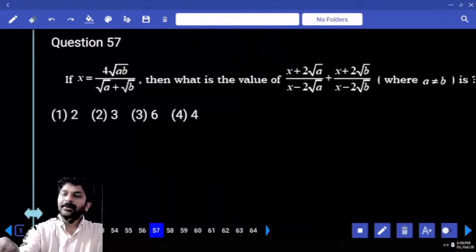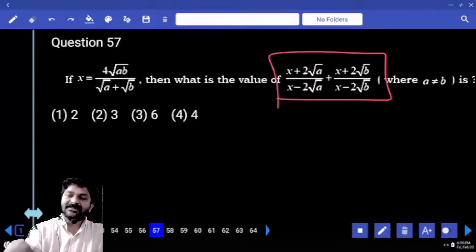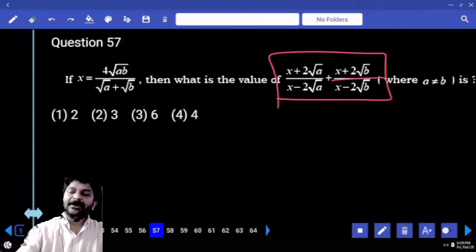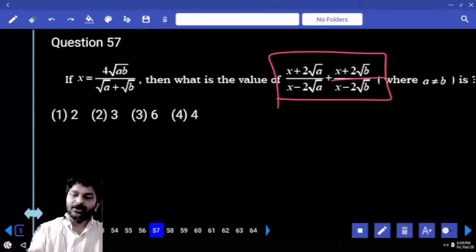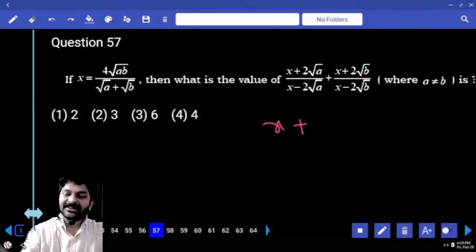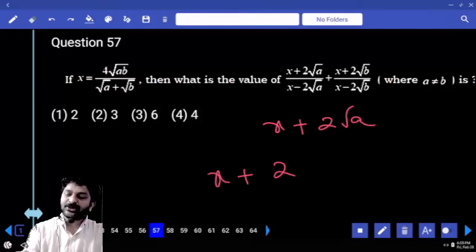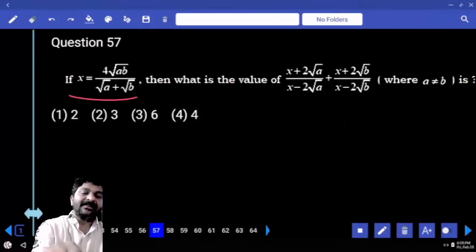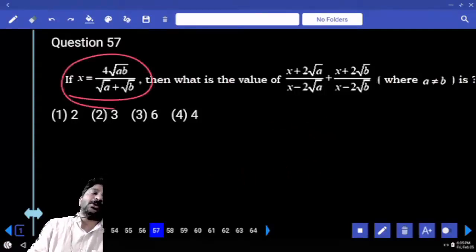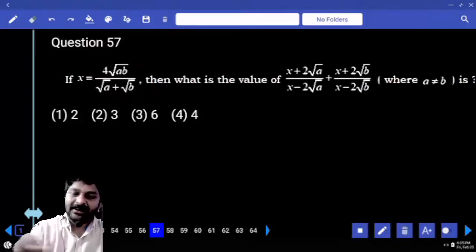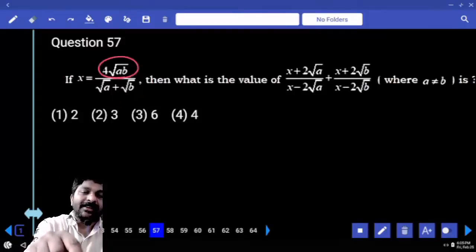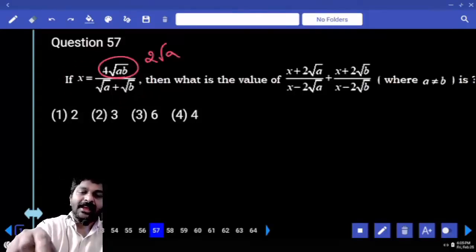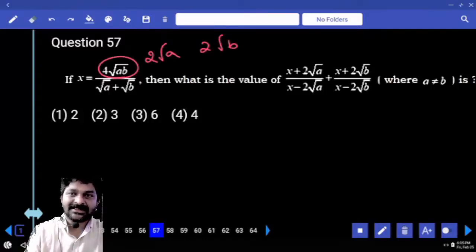Right, so now we were asked to calculate this value: x plus 2 root a by x minus 2 root a, plus x plus 2 root b by x minus 2 root b. First of all, we need to concentrate on x plus 2 root a, x plus 2 root b, x minus 2 root a and so on. The x value is given. We need 2 root a and 2 root b. So in the numerator we have 4 root ab. Let's write it as 2 root a into 2 root b. Can we write like this?